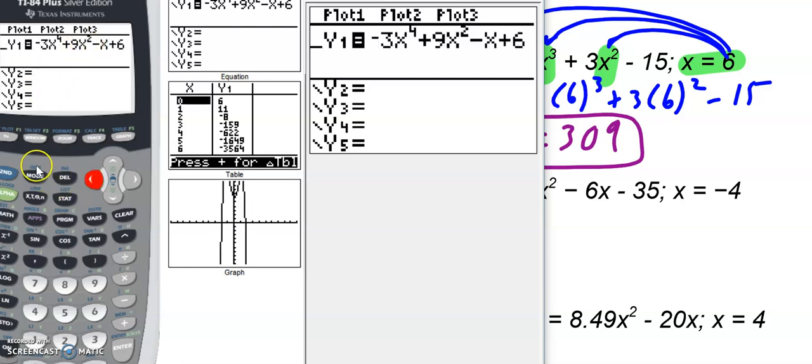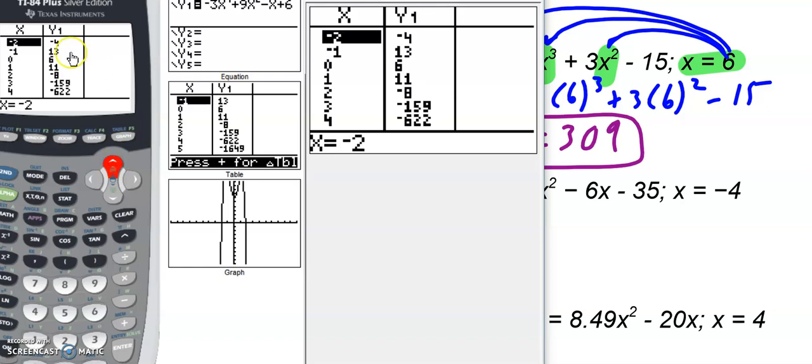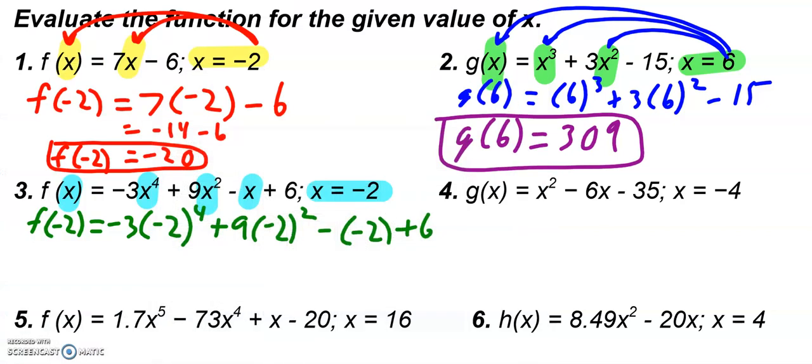Yeah, so I got my negative. So now what I would actually do is I would go to the table. So hit second graph. And then if I go to the table, now I can just look and see when x is negative 2, what is the y value? And it's negative 4. So that is my answer.